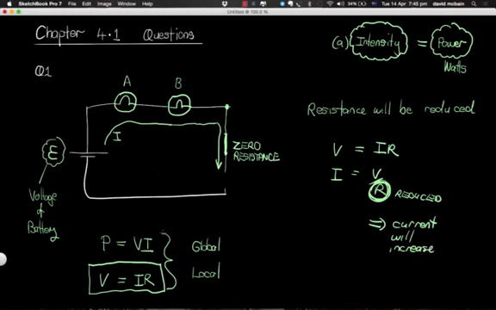So now, because the current is increasing, we look at our power formula. If we increase the current, that will increase the power of our globe. And because the power is increasing, therefore the intensity will increase. So in actual fact, by closing the switch, the intensity of globe A and globe B will increase.